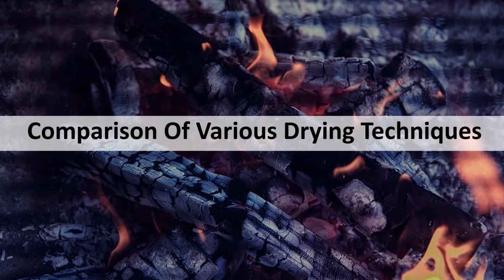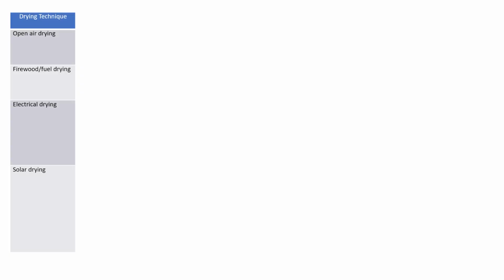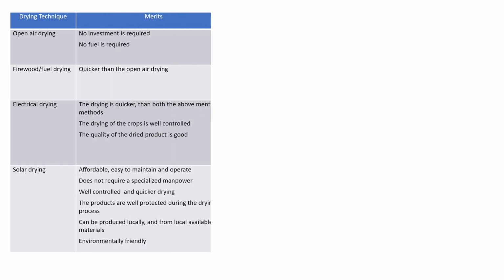Then we can compare these four types of drying technologies, open air drying, firewood fuel drying, electrical drying and solar drying, on the basis of their merits and demerits. In open air drying, no investment is required and no fuel is required, whereas firewood fuel drying is quicker than open sun drying. Electrical drying is quicker than both of the above two techniques, firewood and open air drying.